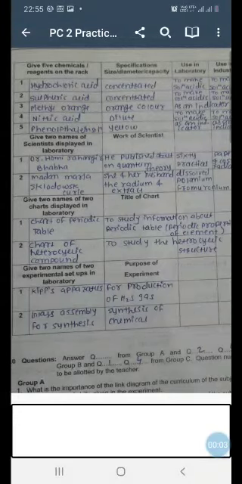Hello students, presently we are discussing experiment number 1 of your PC2 practicals, and the next table is about: give two names of two charts displayed in the laboratory. So in our laboratory, the one major chart is of the periodic table, which is titled as periodic property of elements, and its purpose is to study the detailed information about various elements.